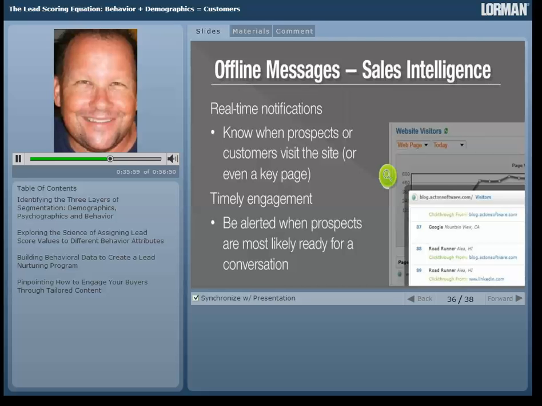When looking at website visitor tracking, it really provides sales with a real-time monitor and alerts system for prospect engagement. So the salespeople can set alerts to get real-time notifications when prospects or customers visit your website or maybe even a key page. And this type of timely engagement, when a prospect is most likely ready to have a conversation, can be fed right up to the sales team so they can reach out to them. And it makes for a much more productive phone call.